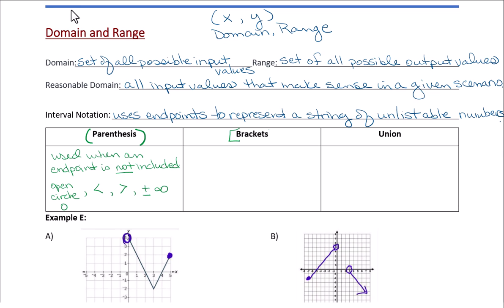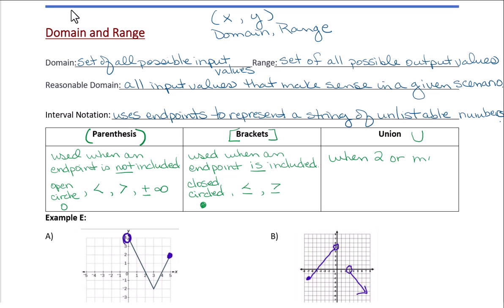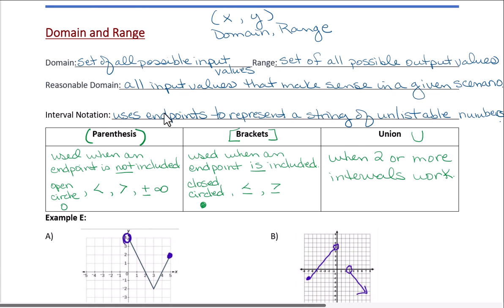Brackets that look like this, they're kind of squared off. They're used when an endpoint is included. This is used anytime we would use a closed circle that's colored in, or less than or equal to, greater than or equal to. We also have a union symbol, looks like a big U, and we use this when there is more than one interval that is a solution or is part of a domain or a range.